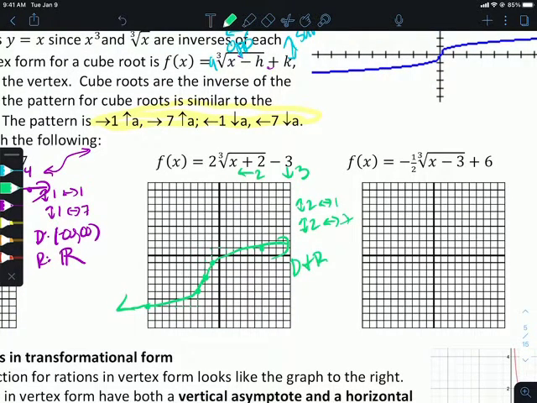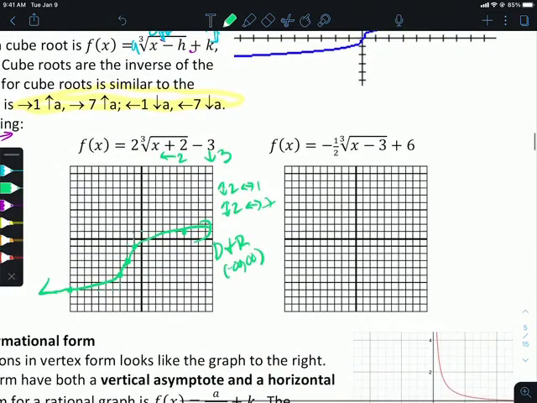Again, both our domain and range are negative infinity to infinity, because we're going all the way up and all the way down, and all the way left and all the way right. Okay, so if we look at our last example, we're going to shift opposite of inside the root, so we're going right 3. Same on the outside of the root, so up 6. So right 3, up 1, 2, 3, 4, 5, 6.